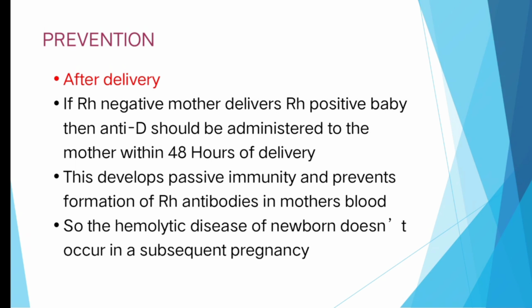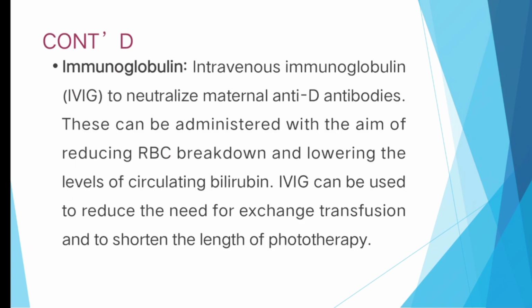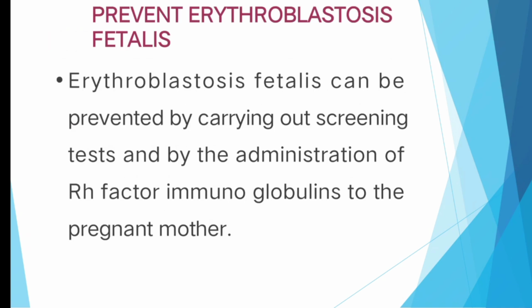In order to prevent this hemolytic disease in subsequent pregnancies, we have to administer this anti-D antibody, that is immunoglobulin. It is an intravenous immunoglobulin to neutralize the maternal anti-D antibodies. This can be administered with the aim of reducing the RBC breakdown and lowering the levels of circulating bilirubin. Next, proper screening can be done. We can prevent it by administering the immunoglobulin.